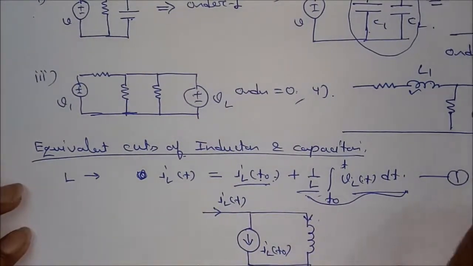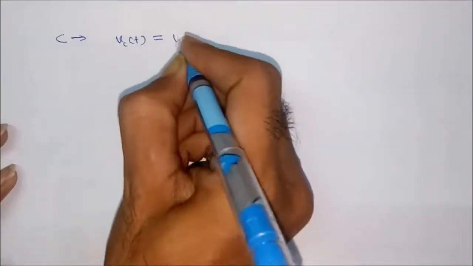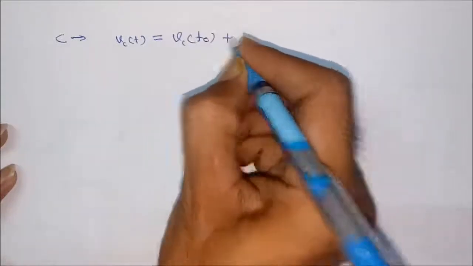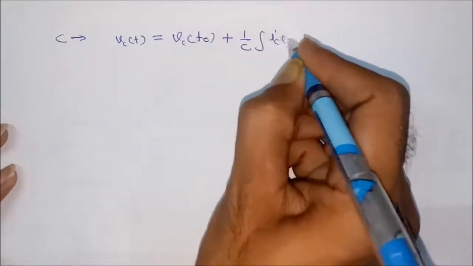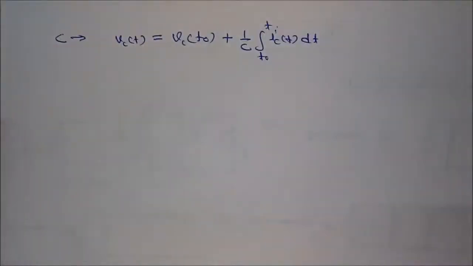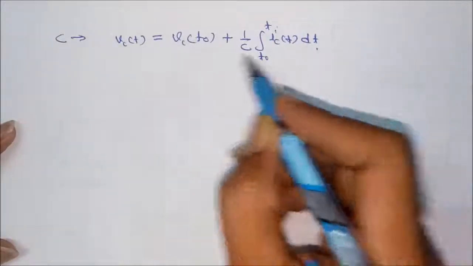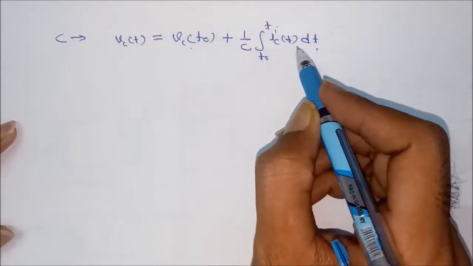Similarly, if I want to do some more analysis for a capacitor, then what can we say? In a capacitor, see, the general expression for the voltage is v_C(t) is equal to v_C(t0) plus 1 by C integral of i_C(t) dt from t0 to t. It is exactly the same as in the case of the inductor. This is the voltage expression, and two voltages are getting added up. That means it is a series connection.